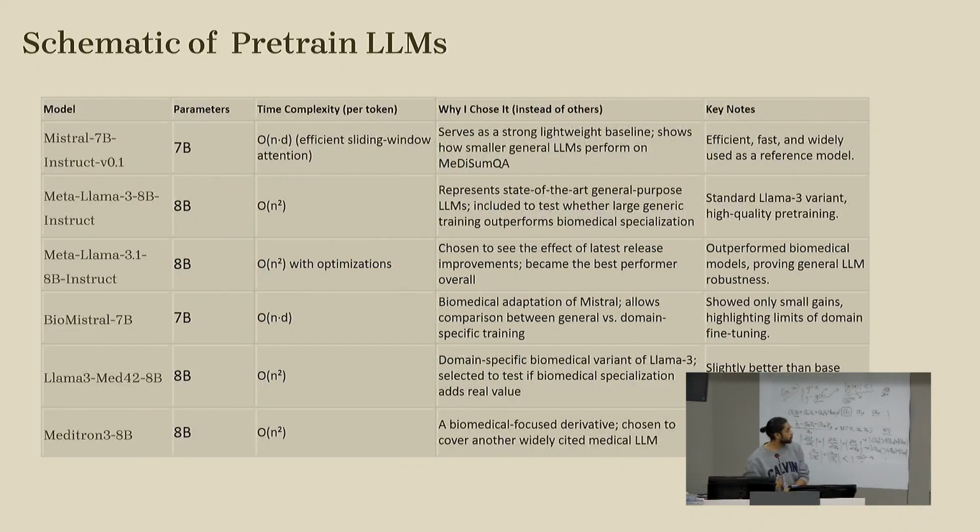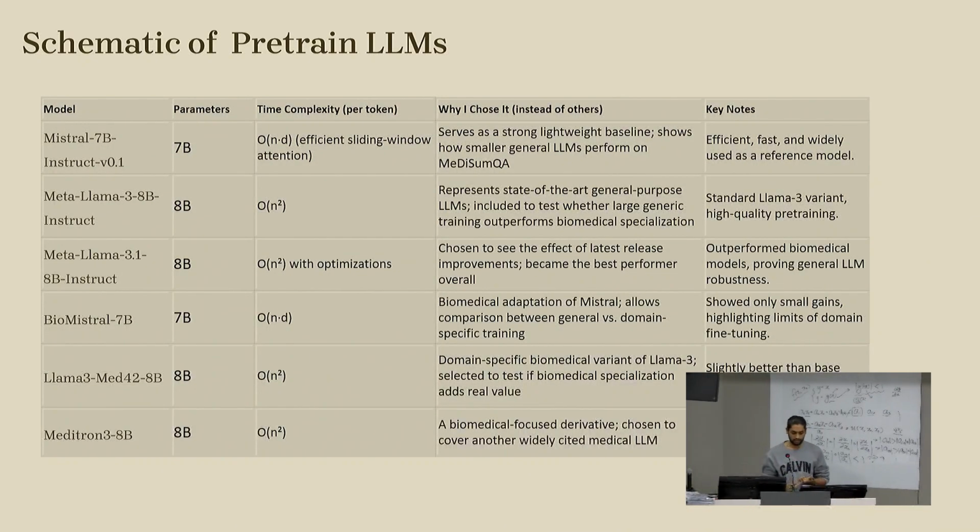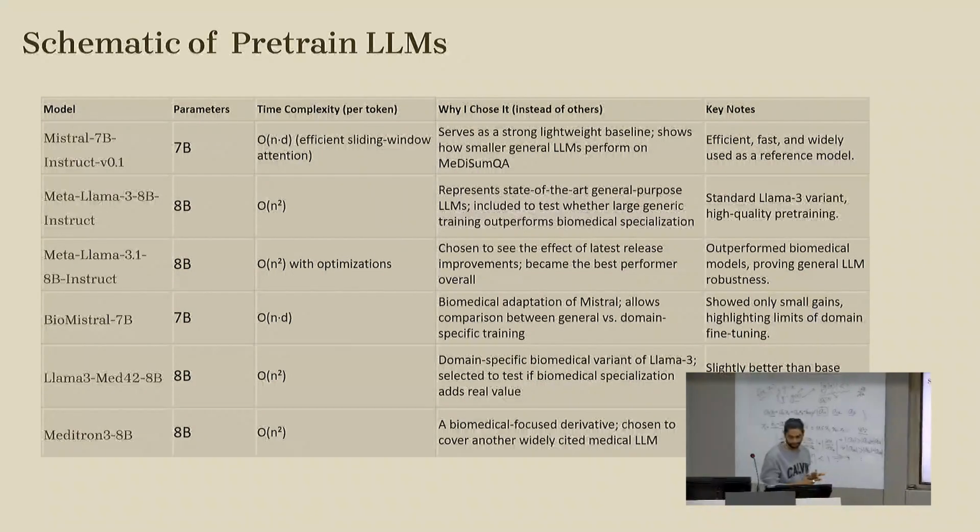Okay, so now let's move to the models, which models I use and why. I use 6 models: 3 are general purpose models and 3 are bio LLM models. So let me tell you why I selected those models. First of all, I use Mistral 7B. This is a lightweight model, just to check the LLM in a general purpose way.